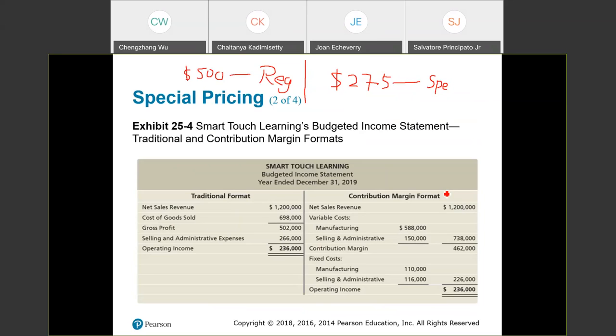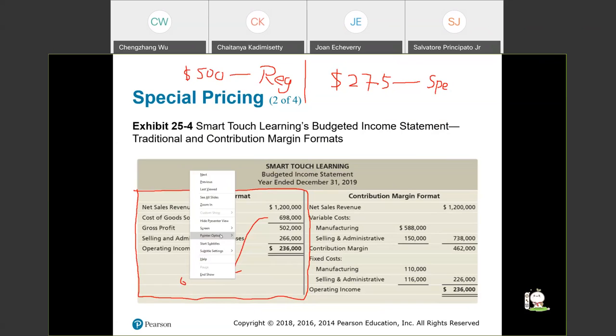So let's take a look at its income statement. First of all, let's take a look at the income statement on the left part, which is prepared in traditional format. Okay, by looking at this part, you can calculate the unit cost right from looking at COGS. That is this number.